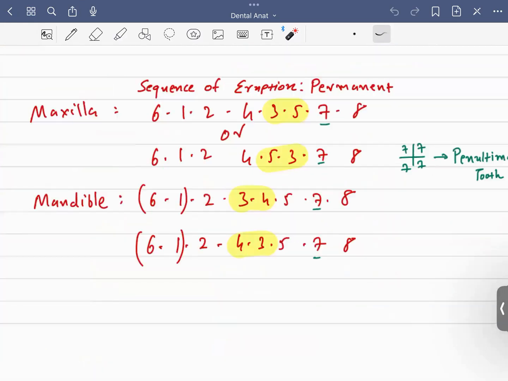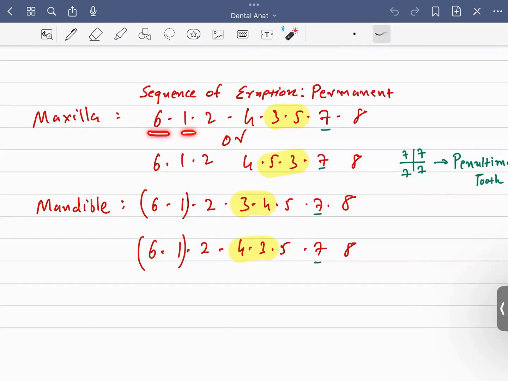Okay, so if we see for maxilla, 6, 1, 2, and 4 will be there, and 7 and 8 will surely be the last ones. But in some people, canine may erupt before second premolar, and in some, second premolar may erupt before canine. So this is more common: 612, 43578. But in some cases, canine may erupt late. So 612, 45378 is the sequence of eruption for the permanent dentition in maxilla.